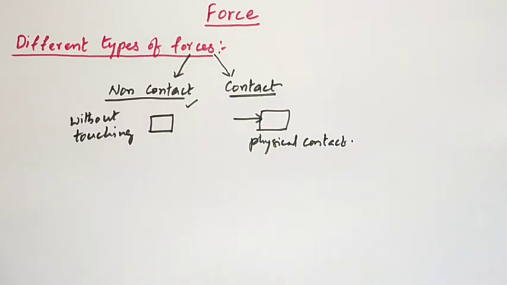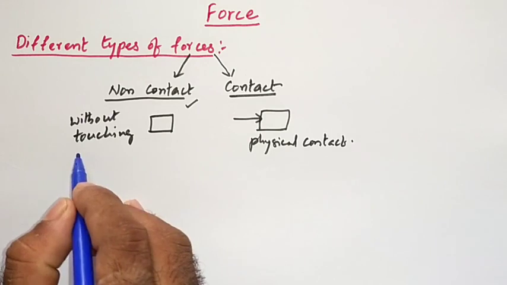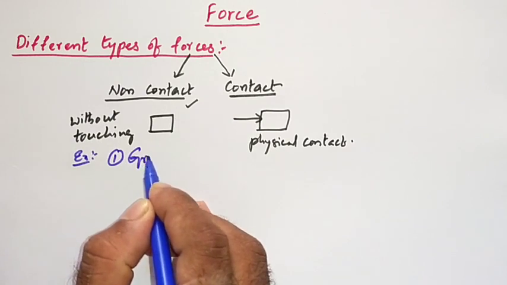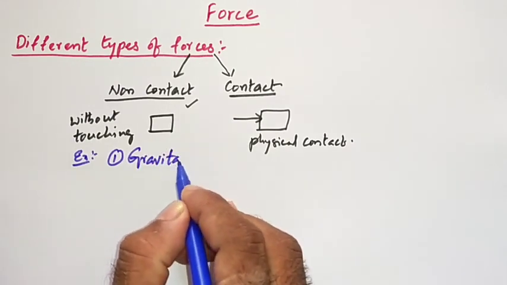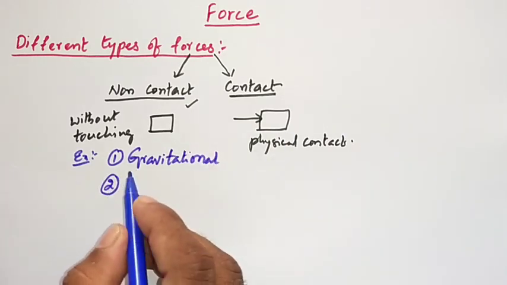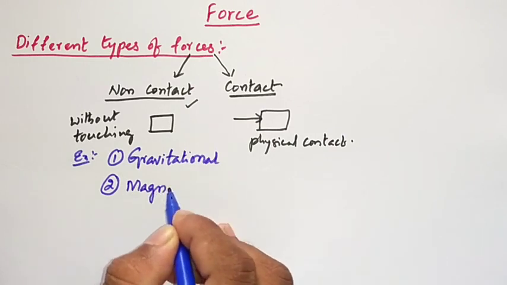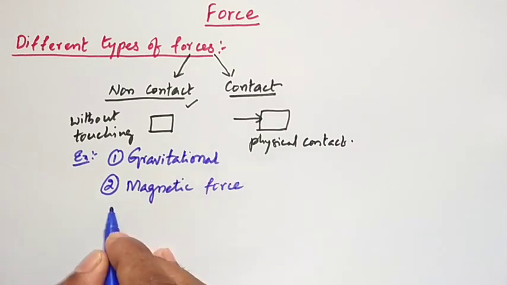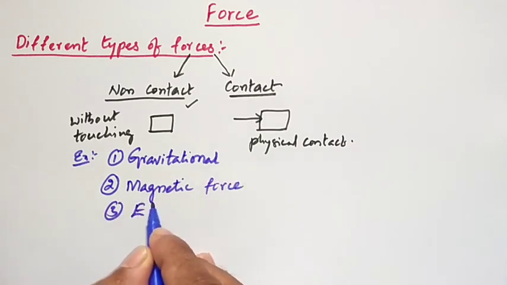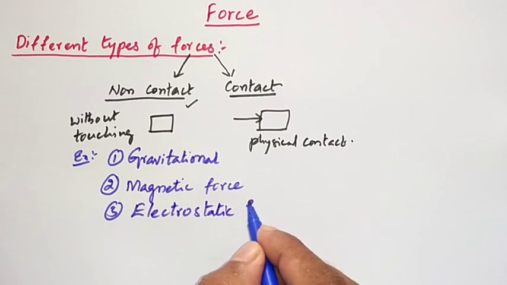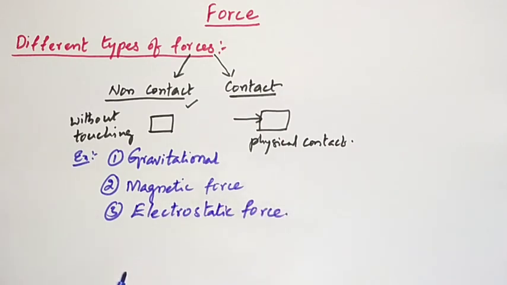So what are the examples of non-contact forces? The first one is gravitational force. The second one is magnetic force. And the third one is electrostatic force. These three are non-contact forces. Without touching the object, these forces can interact.